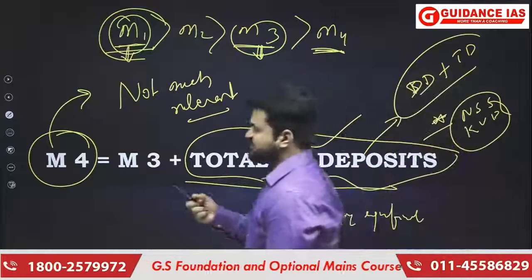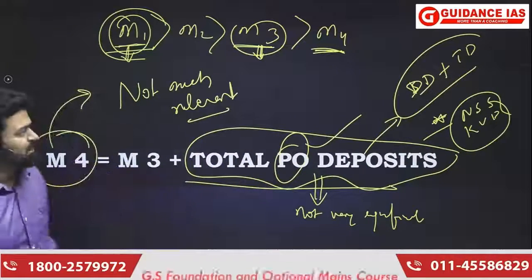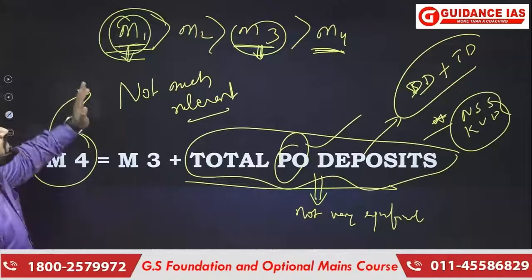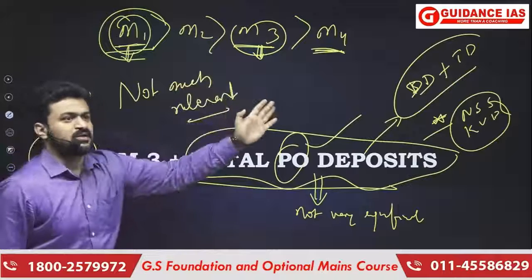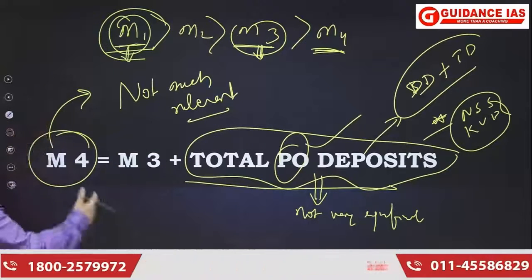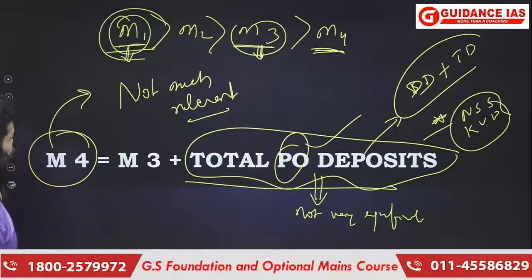Okay, UPSC has been asking questions on monetary aggregates and money supply, and it has also asked to arrange different components of money supply in increasing or decreasing order of liquidity. So I think now this is completely clear to you.